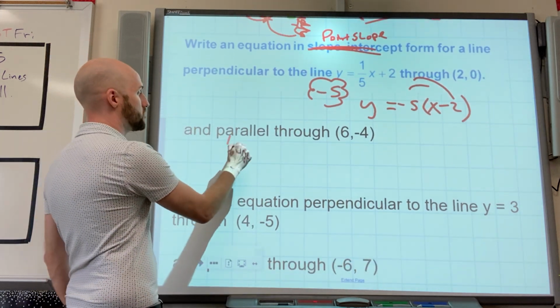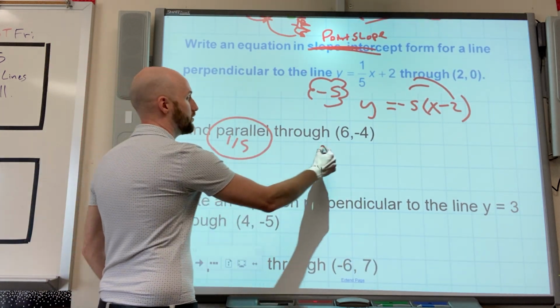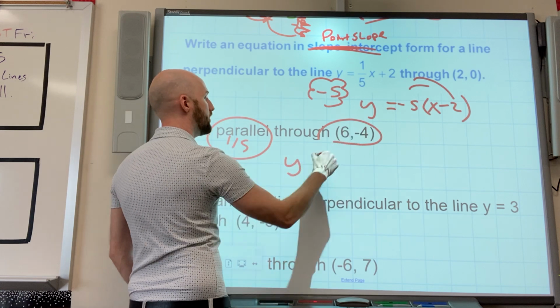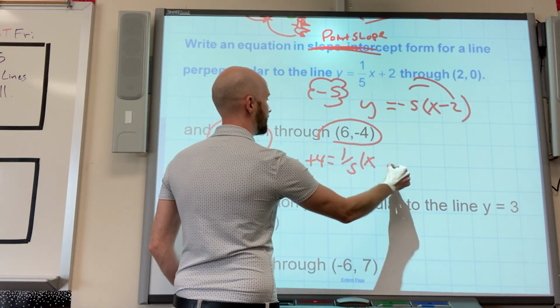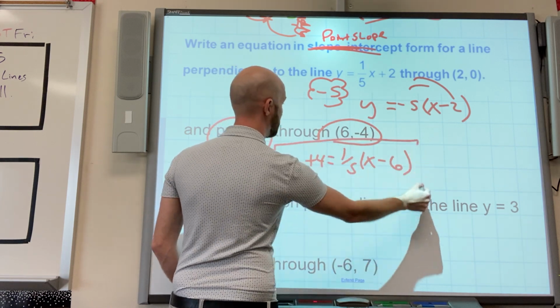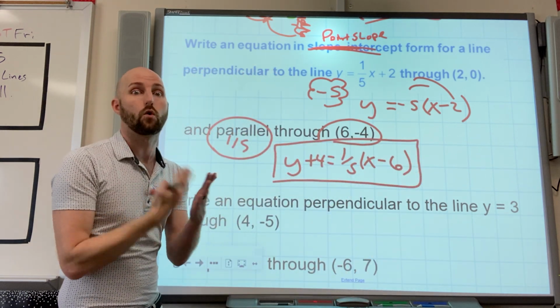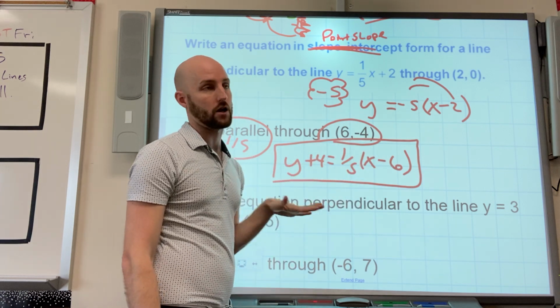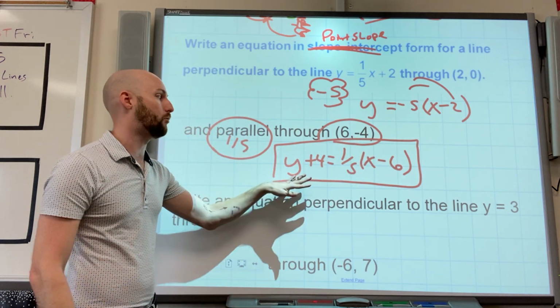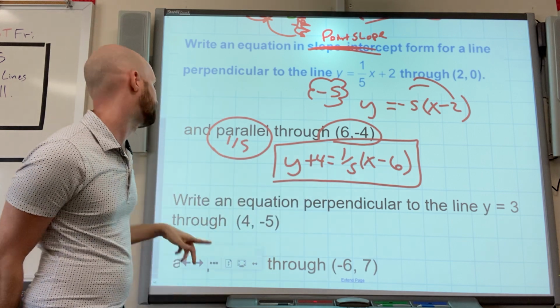Here's his parallel, which means use the same slope. Using this point, we would do y opposite equals slope 1/5 x opposite. And if I'm told to leave it in point slope form, great, because I can already tell this is not going to divide pretty and have to deal with a bunch of fraction math. So as weird looking as point slope is, it's actually your friend.